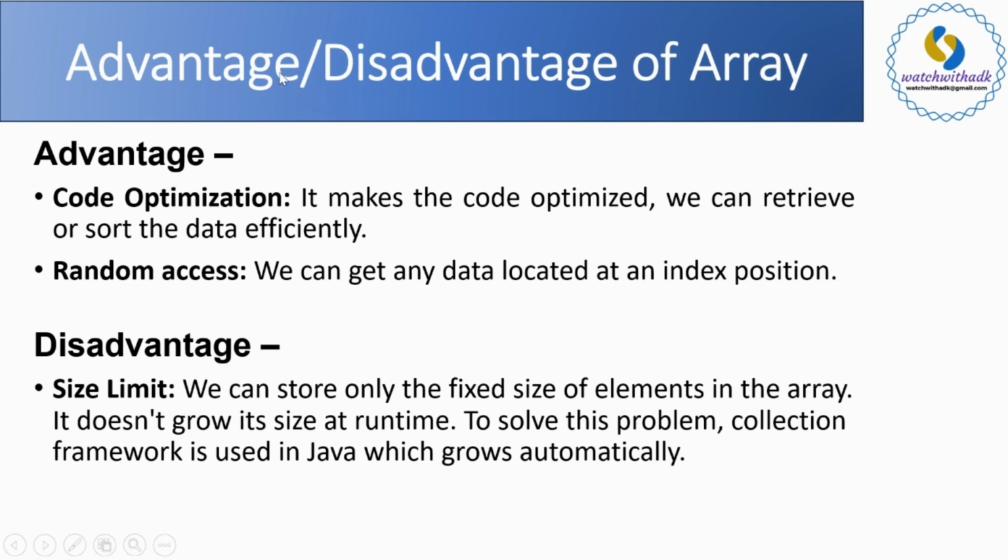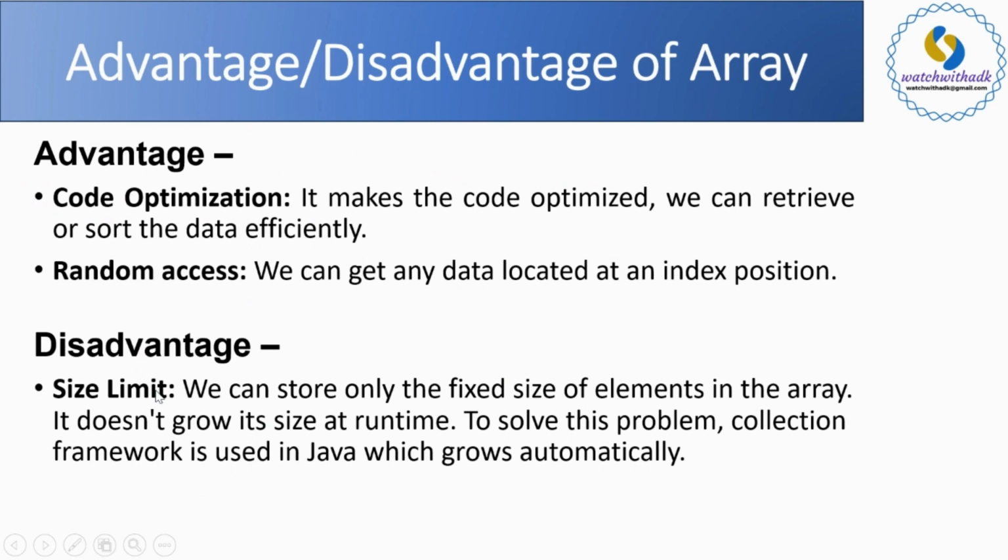Then there are some advantages and disadvantages of arrays. The advantage is code optimization, meaning it makes the code optimized. We can retrieve or sort the data efficiently, and you don't have to write multiple declarations or instantiations of the object. You also have the facility to find the length of the array using the length field. The second advantage is random access. We can get any data located at an index position. If you know the index, then we can retrieve it directly from the array by passing the index.